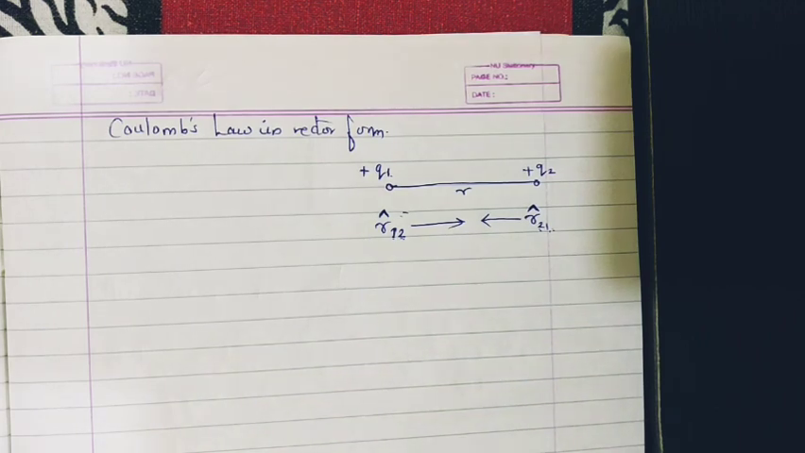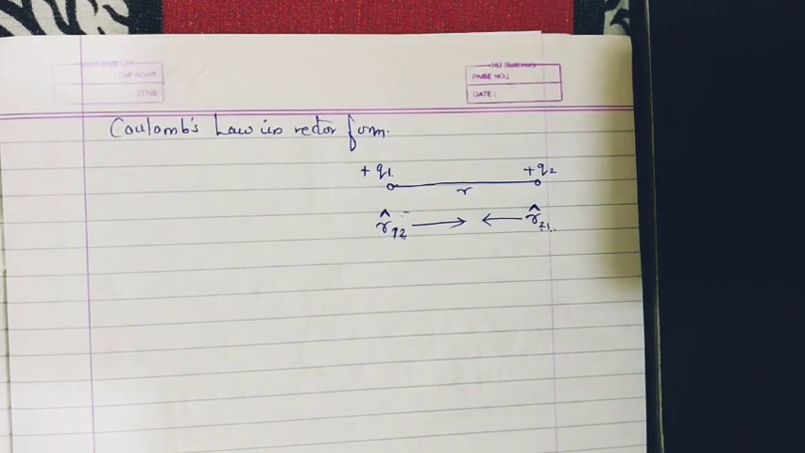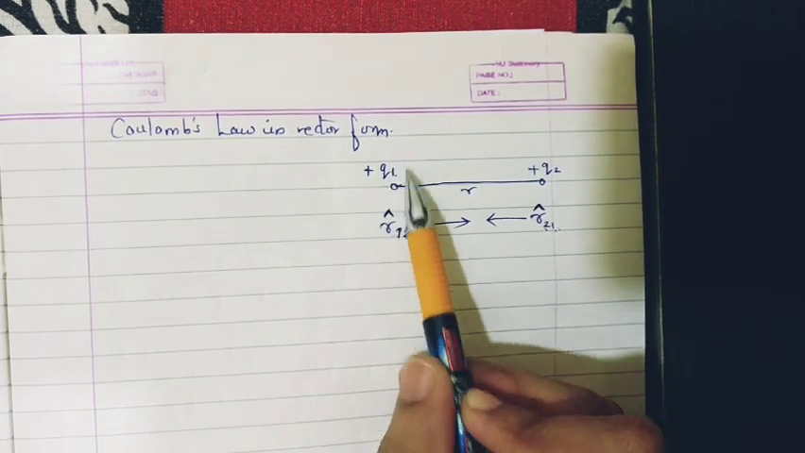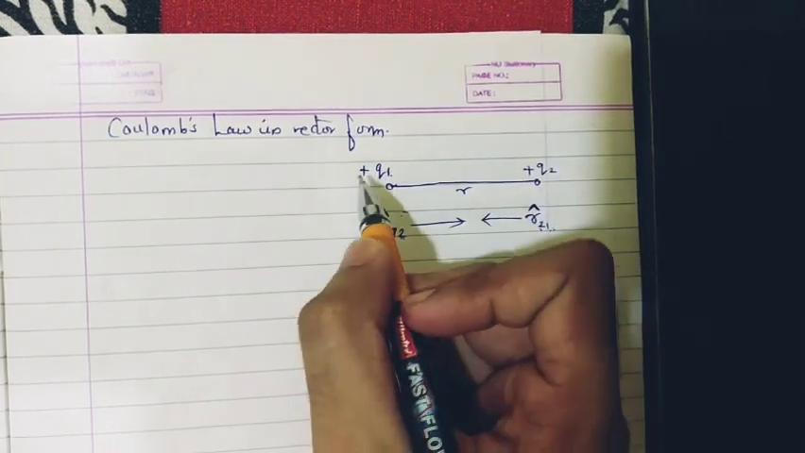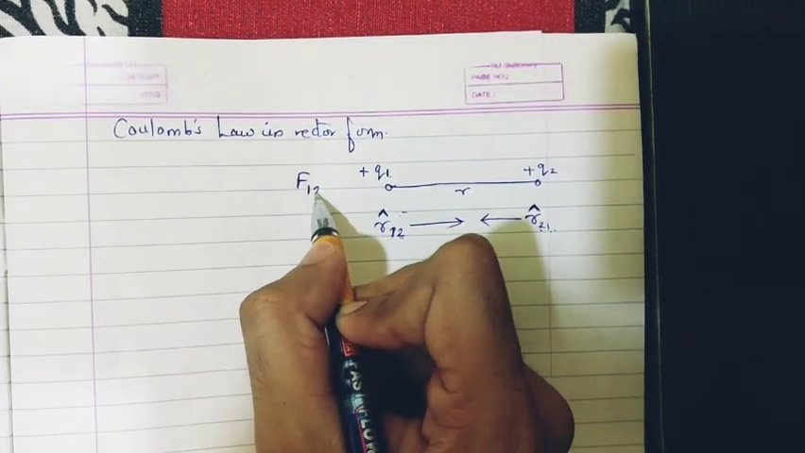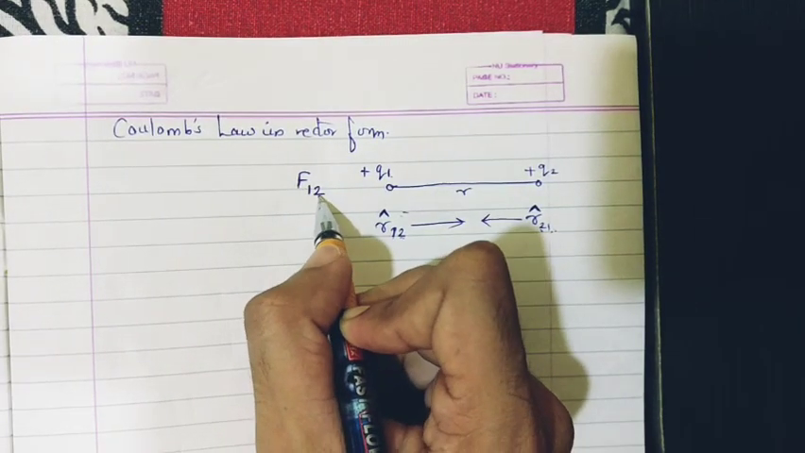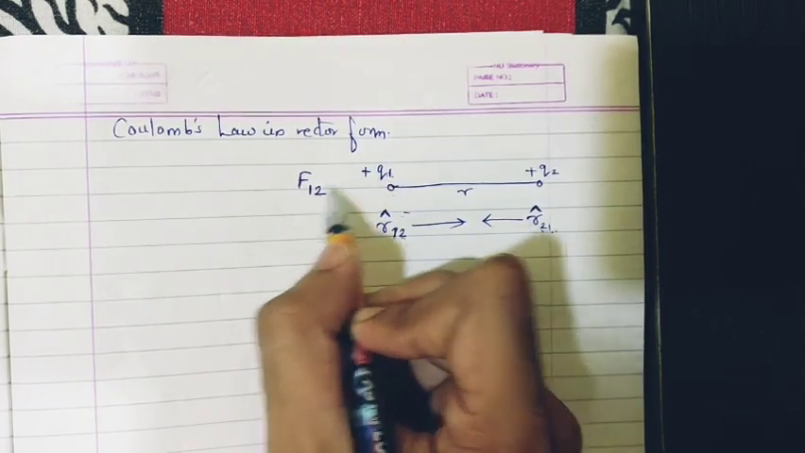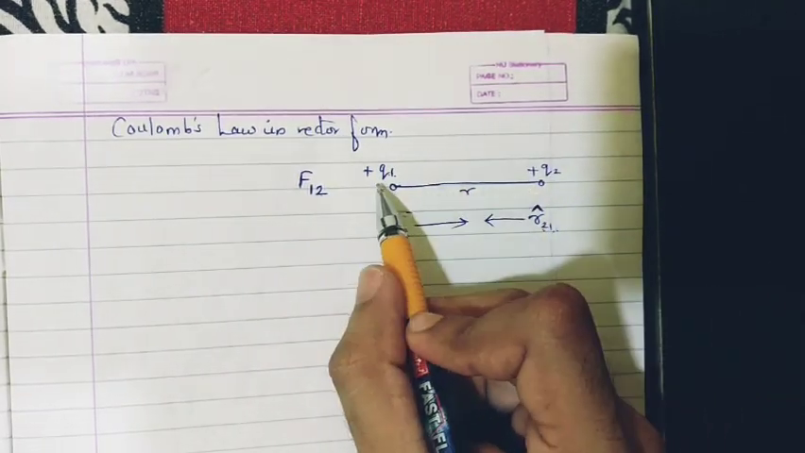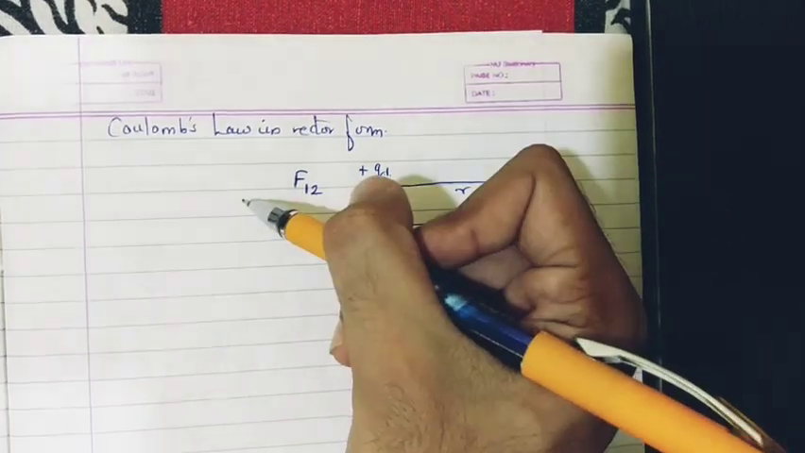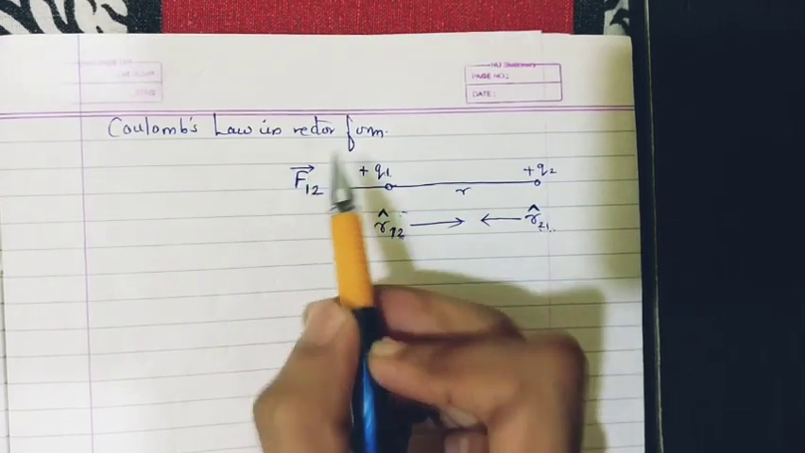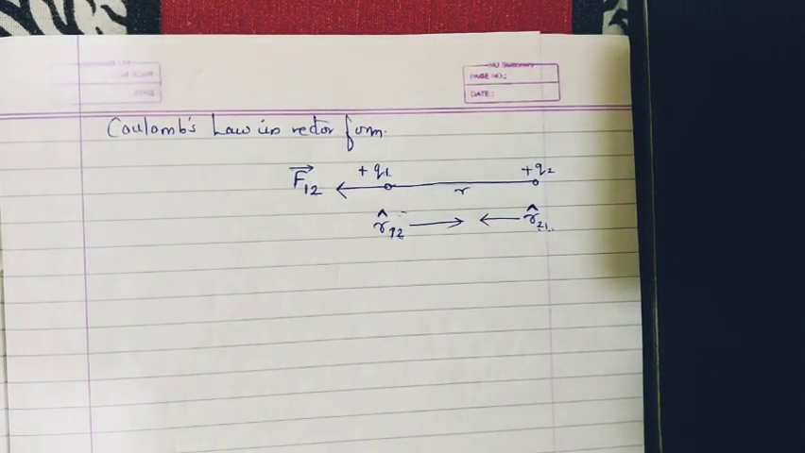Fine. Next, let us mark the force vectors. Let us represent the force acting on charge 1 due to charge 2. See this carefully. The force acting on charge 1 due to 2 will be called F12, the force on charge 1 due to charge 2. What is the direction? Since both are positive, this charge is going to push this charge away, so F12 is going to be in this direction. Since it is a vector, we represent it with an arrow on its head.